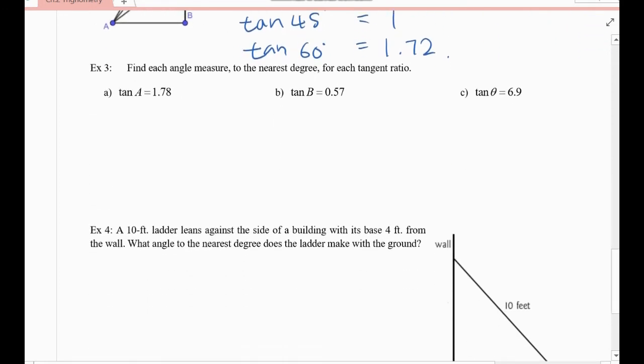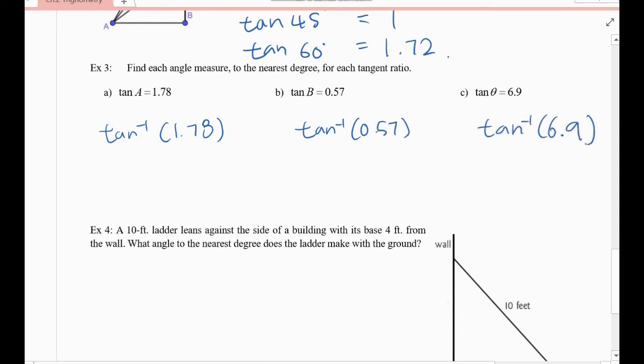Next, find each angle measure to the nearest degree for each tangent ratio. Everyone, we're finding angle measure. In that case, would you use regular tangent or inverse tangent? We use inverse tangent. Inverse tangent 1.78, inverse tangent 0.57, inverse tangent 6.9. Okay, everyone, go ahead. I want you to use your calculator to find the answer for those 3 questions. Go ahead.